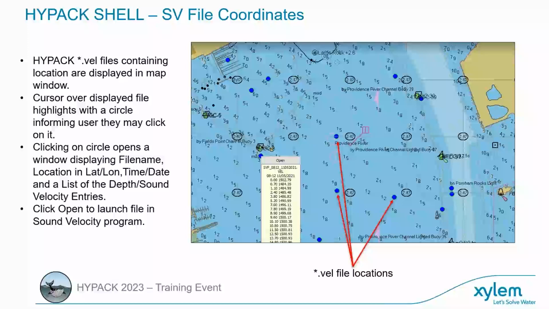And what's cool is that when you display the velocity points in the shell, you'll see a little blue circle on the screen. As you hover over, as you can see over here, you can click on it, and it's going to bring up a little window like this where it has all the velocity values. And it has an open button at the top. If you click on that, it'll open up that velocity file right in the sound velocity program.